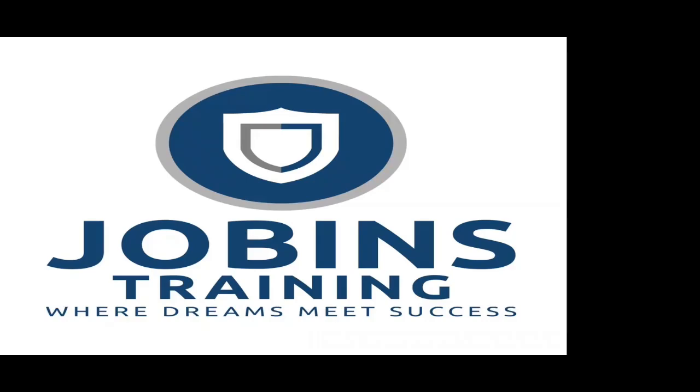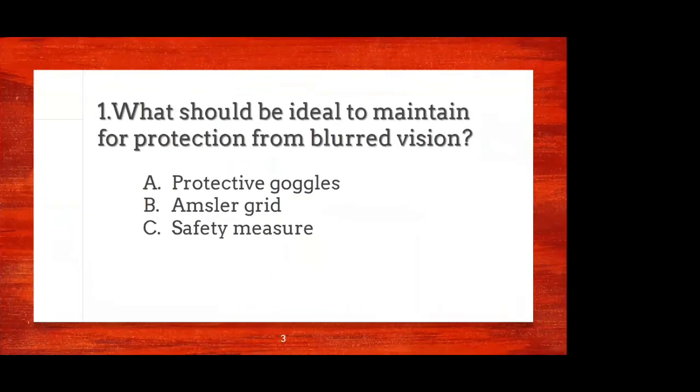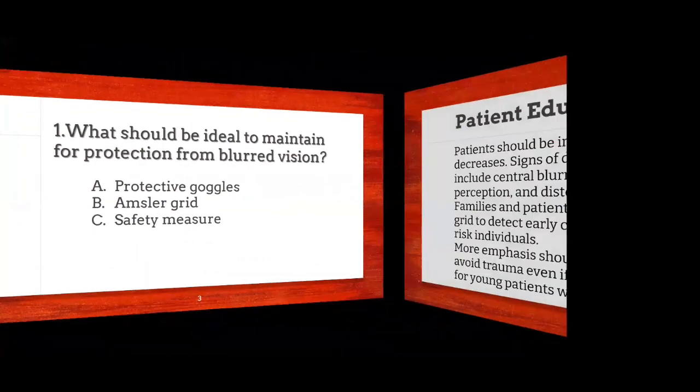Today I'll be dealing with the reading B part. So you can just read the question and then we'll go to the passage and then to the question again. What should be ideal to maintain for protection from blurred vision? The passage is for you here.